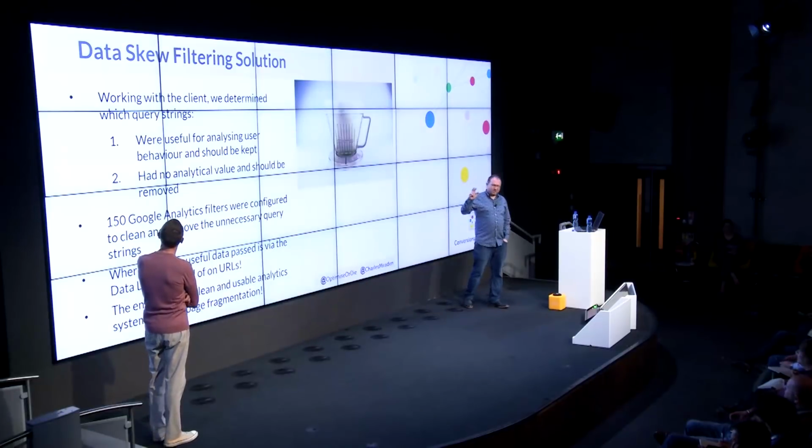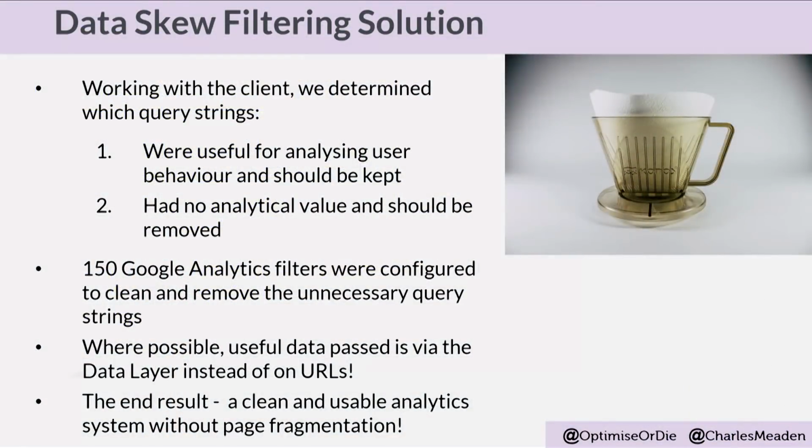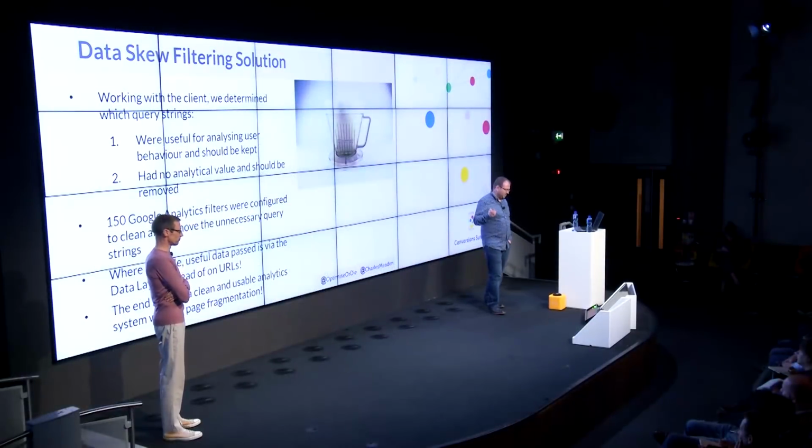So what do we do? We sat down with the client. We said, you've got 2 choices. Which of the query strings are actually useful for analyzing user behavior, and which have no analytical value at all? And what we did is we built 150 filters to essentially clean and remove all the query strings that had no value at all. And then we said, where possible, let's pass that data into a data layer rather than place it on the URL. So the end result is they've ended up with a really clean and usable setup, and it's key. They actually came back and said, we have confidence back in our analytics system because it makes more sense now without that page fragmentation.